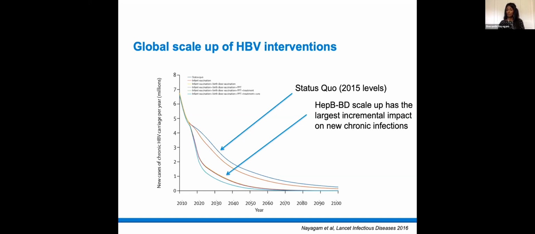But this was back in 2015, using data from back then, using intervention coverage back then. And we had the elimination targets that were adopted more than 5 years ago. So we're less than 10 years from 2030. Where are we at now, and what impact could the birth dose have now?